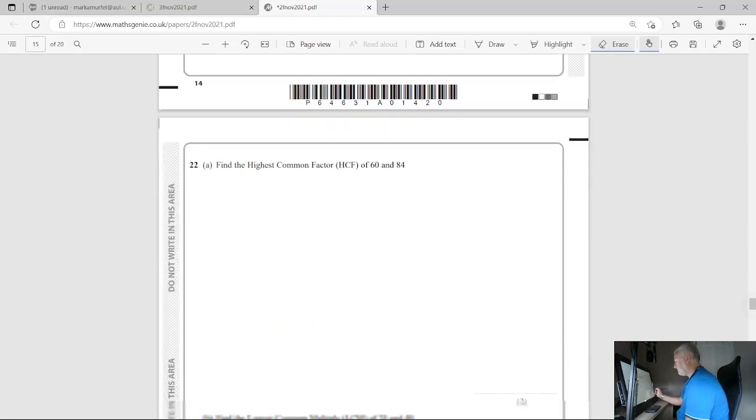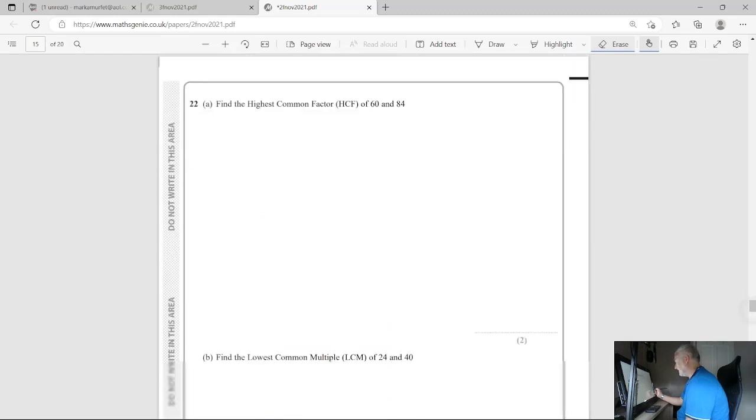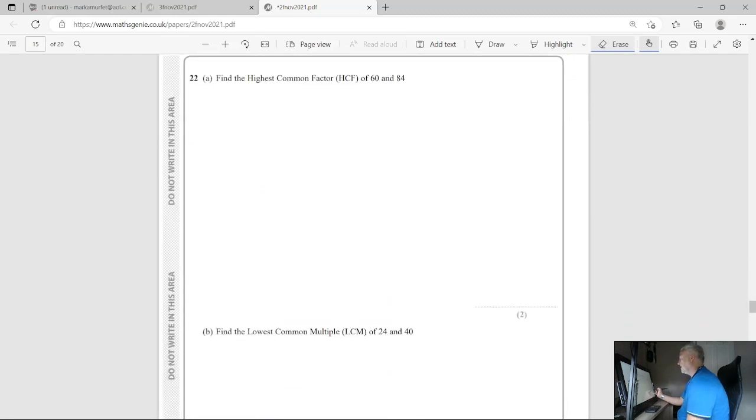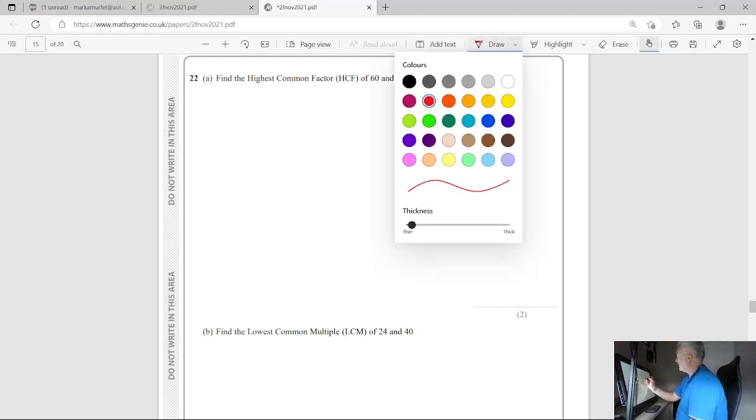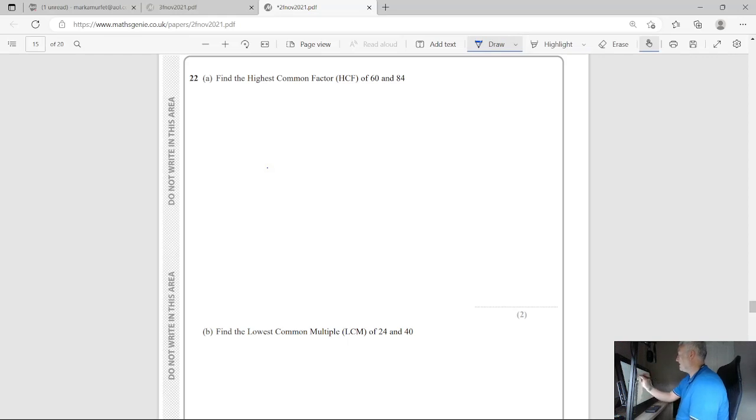22. Find the highest common factor of 60 and 84. Okay, if I was to do this one, my personal method would be, let's have a look at 60 and 84. 6 goes into that 10 times. They don't have to be prime factors, but towards the end they will need to be prime factors. So keep going down until I get prime factors. These are primes, 2 and 5.